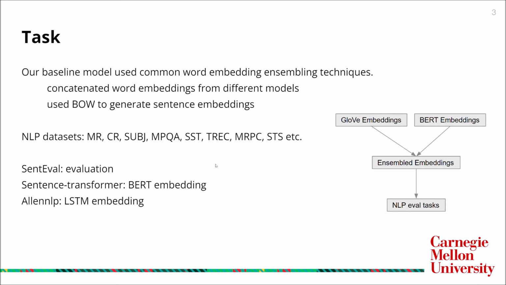Regarding the task, our baseline model used common word embedding ensembling techniques, including concatenating the word embeddings from different models, and then we used bag of words to generate sentence embeddings. The NLP datasets we used to evaluate our model are listed as shown in the slide. We have used the library SentEval for evaluation, and then sentence transformer for generating BERT embeddings, and LSTM for generating LSTM embeddings.